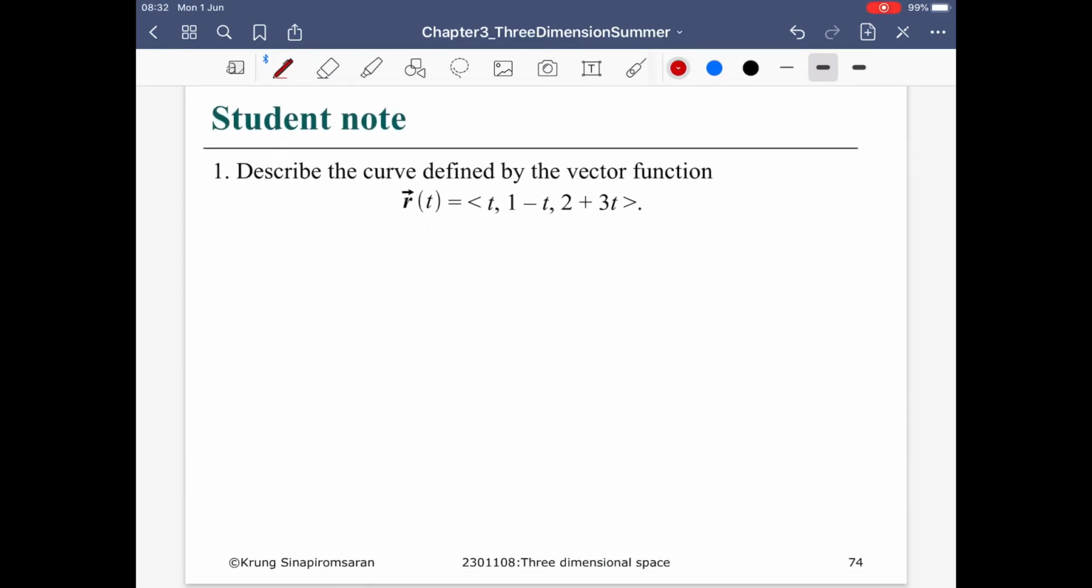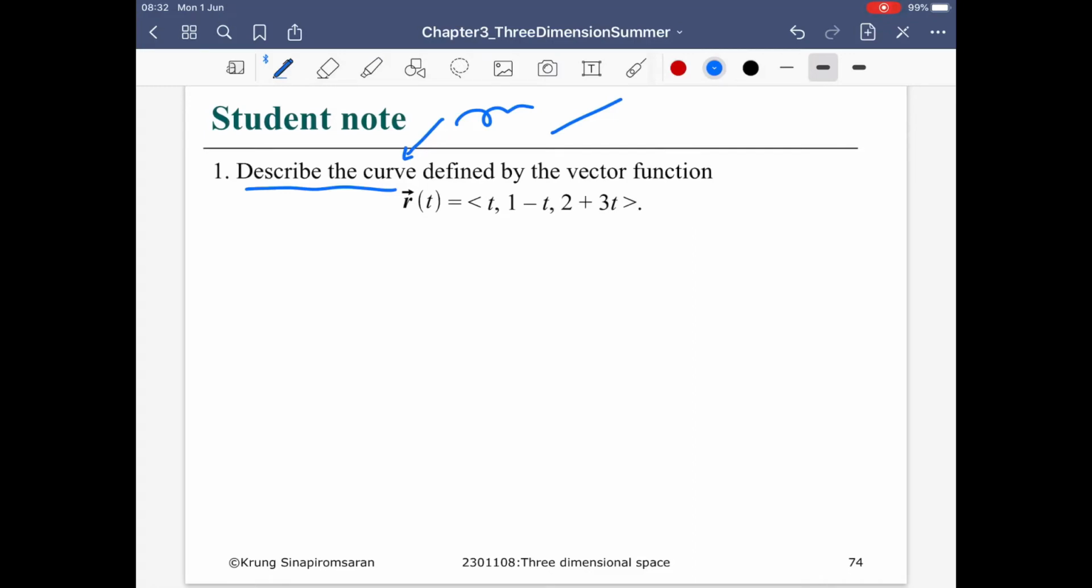Next, we are going to look at each of the problems so that you get familiar with the vector function. So look at the first one. Are you kind of familiar with it? Can you describe this curve? Even though it's called a curve, sometimes it can be really curved, or it can be a straight line as well.